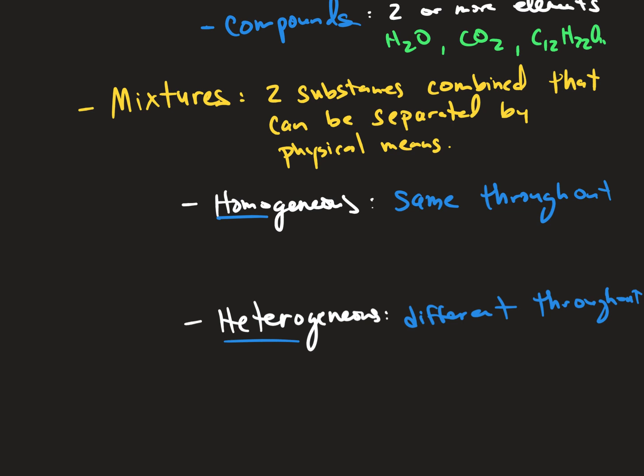So let's give some examples here. What about salt water? What do you think? Homogeneous, heterogeneous? What makes it homogeneous? It's the same. How do you know? It looks the same. It even tastes the same, right? You ever go to the ocean? You taste some salt water. You go somewhere else along the beach. It tastes the same, right? Salt water all through it. Same throughout. So salt water.